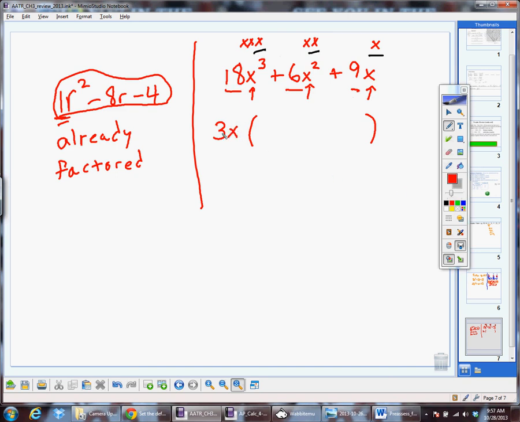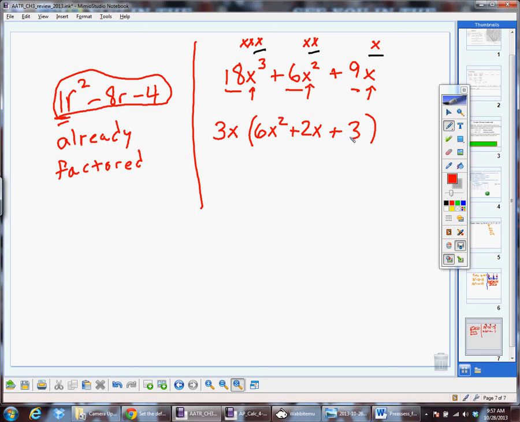So what am I left with? 3 times what's 18? That'd be 6. And now how many x's am I left with? If I pull out 1 from 3, I'm left with 2, x squared. And then if I pull out a 3 from a 6, I'm left with just the number 2, because 3 times 2 is 6. I pulled out one of these x's, so I'm left with an x. And then 3 times what is 9?